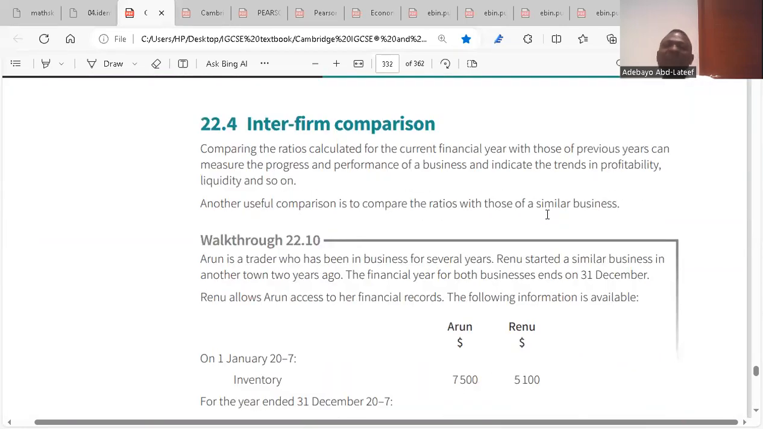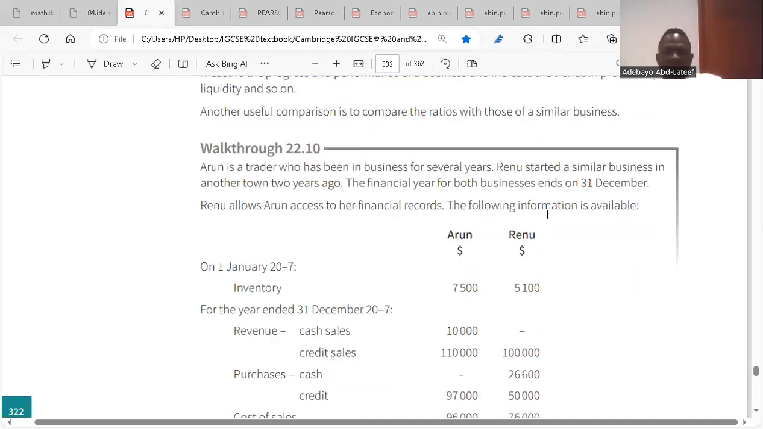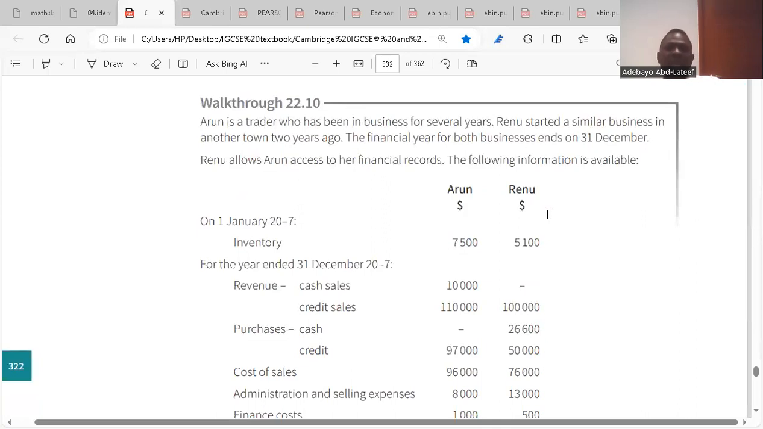So go to interfirm comparison. Are you there? Yes. Interfirm comparison means you are comparing business A with business B based on their financial results or financial analysis. It said comparing the ratios calculated for the current financial year with those of previous years can measure the progress and performance of the business and indicate the trend in profitability, liquidity, and so on. Another useful comparison is to compare the ratios with those of similar businesses, which are competitors.